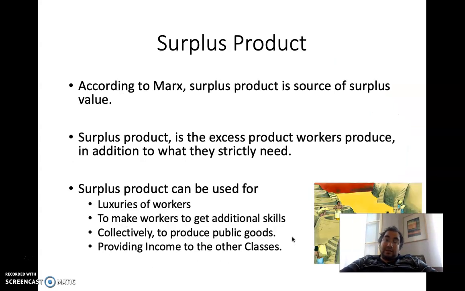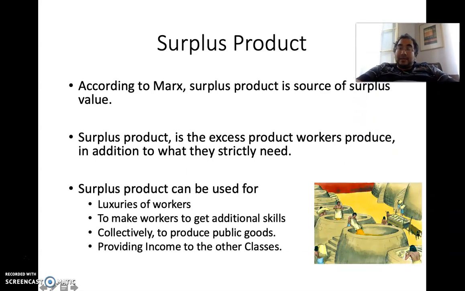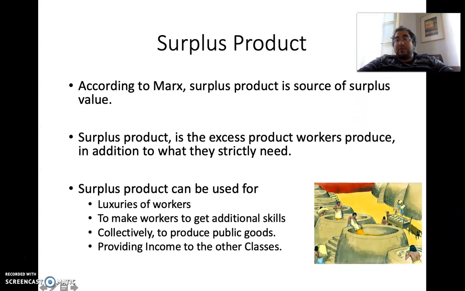So, where does this S come from? Marx describes it this way. He says that the source of surplus value is surplus product. They are not the same. They are different, but the source of surplus value is surplus product.